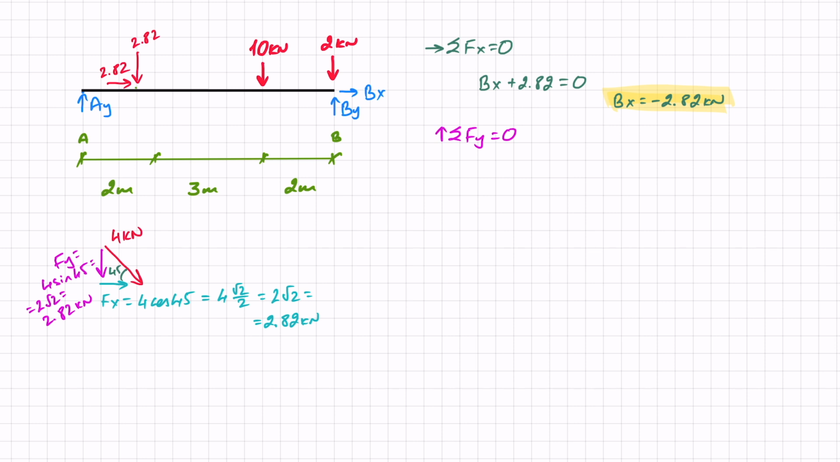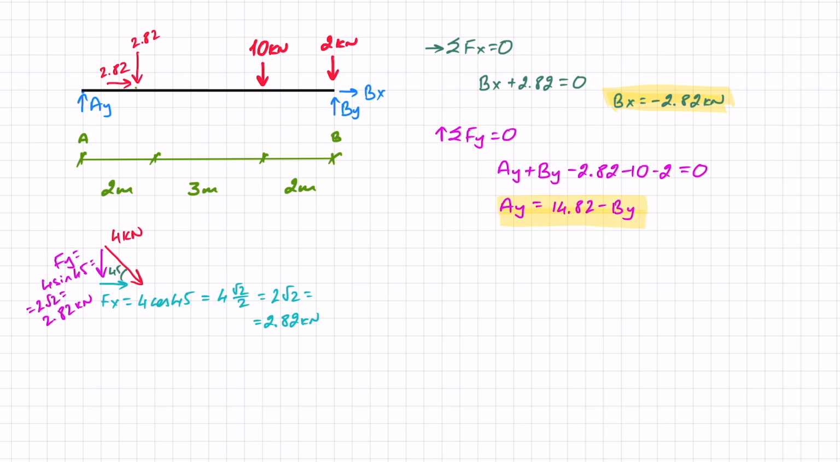I can now move on to the sum of forces in the y direction, with this being my positive y. And in this case, I've got AY plus BY. Those are my two positive reaction forces. Then, starting from the left to the right, I've got minus 2.82, minus 10, and minus 2. And all of those together have to equal 0 for this to be in equilibrium. So that means that AY equals 14.82 minus BY.